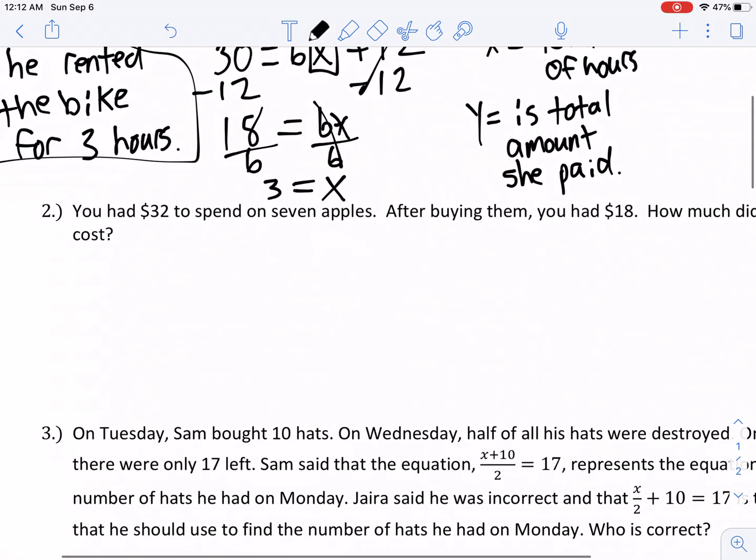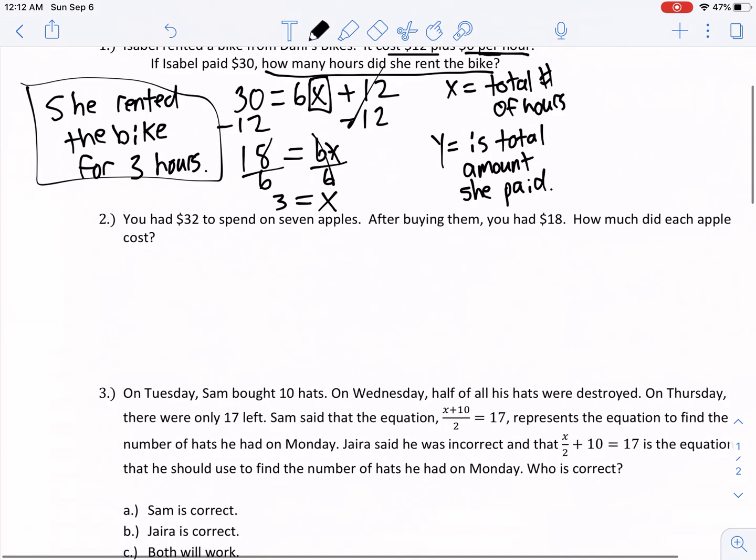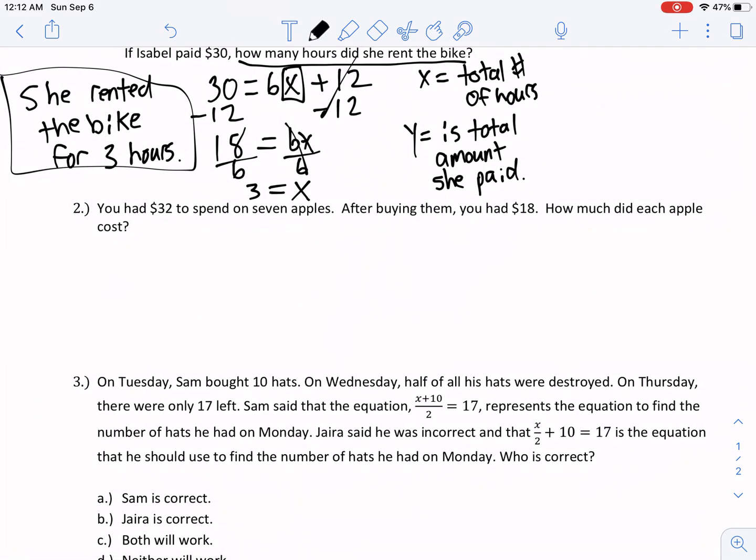Number 2: you had $32 to spend on 7 apples. After buying them, you had 18. How much did each apple cost? Again, we're dealing with y equals mx plus b, but we have to determine our m and our b. You had $32. That's the initial value we started with, that's our b.